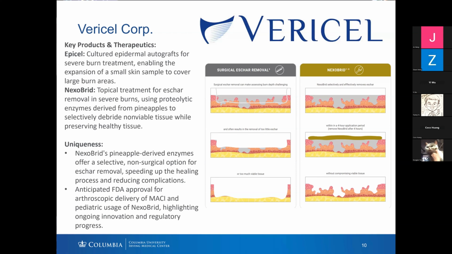Epicel provides a life-saving solution for severe burn victims by expanding a small sample of the patient's skin to cover extensive burn areas. And Nexobrid, derived from pineapple enzymes, offers a non-surgical option for selective removal of eschar in severe burns, preserving healthy tissue and accelerating recovery.